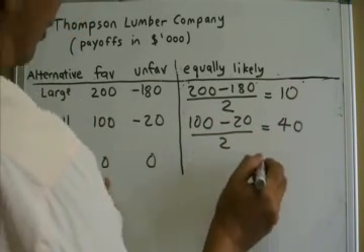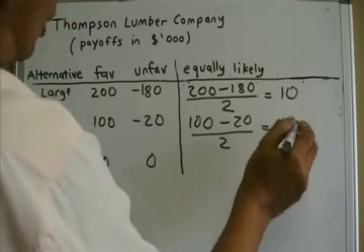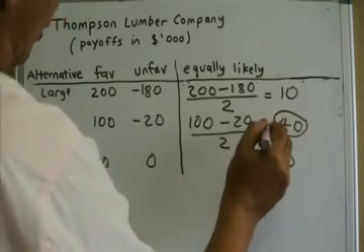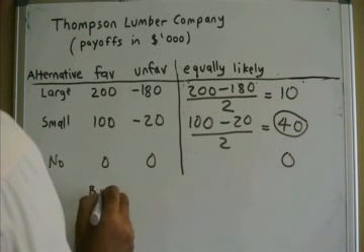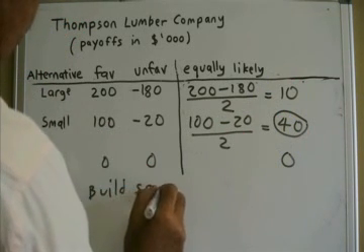For no plant, the average of 0 and 0 is 0. So between these three values, the biggest is 40. So the decision is build small plant.